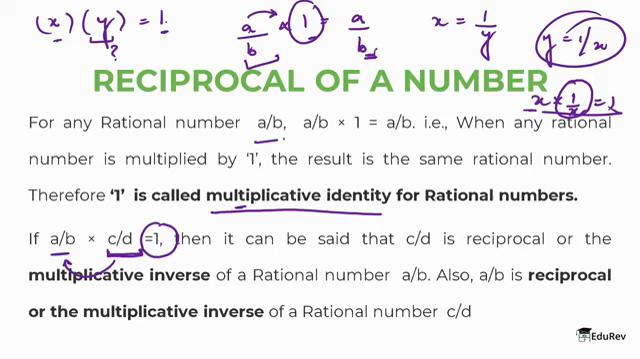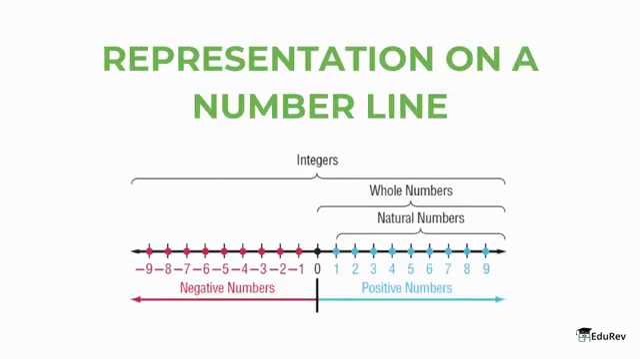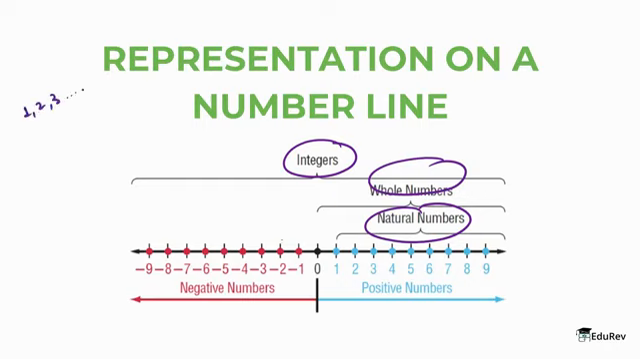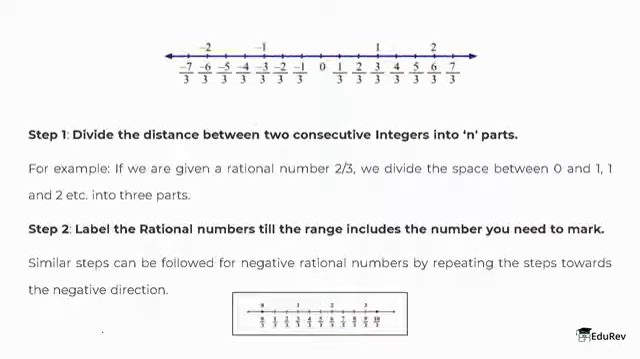So now let's move on to the fun part. Now let's see how we can represent rational numbers on number line. Now we all know how we can represent integers, whole numbers and natural numbers on number line, right? We know what natural numbers are. They are numbers 1, 2, 3 and so on, right? So we can simply mark these numbers and represent natural numbers on number line. Then if I add 0, we can represent whole numbers, and finally adding the negative numbers will give me integers. Alright, now we need to see how we can represent rational numbers on number line.